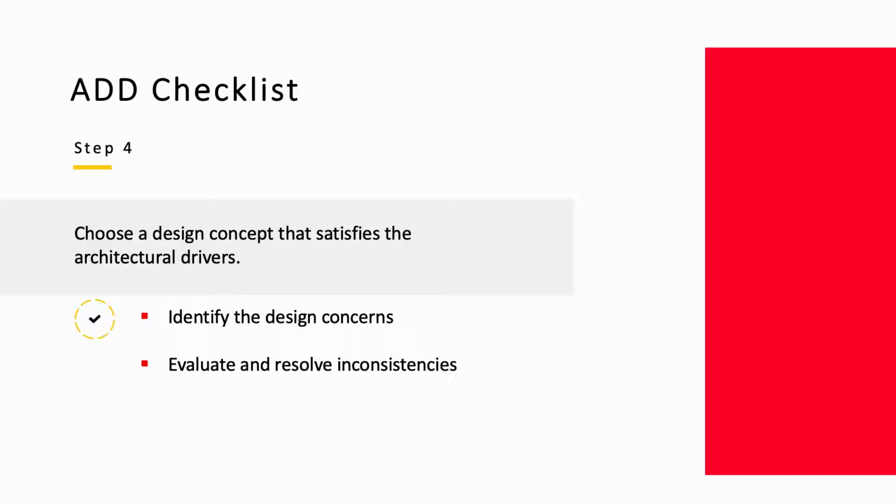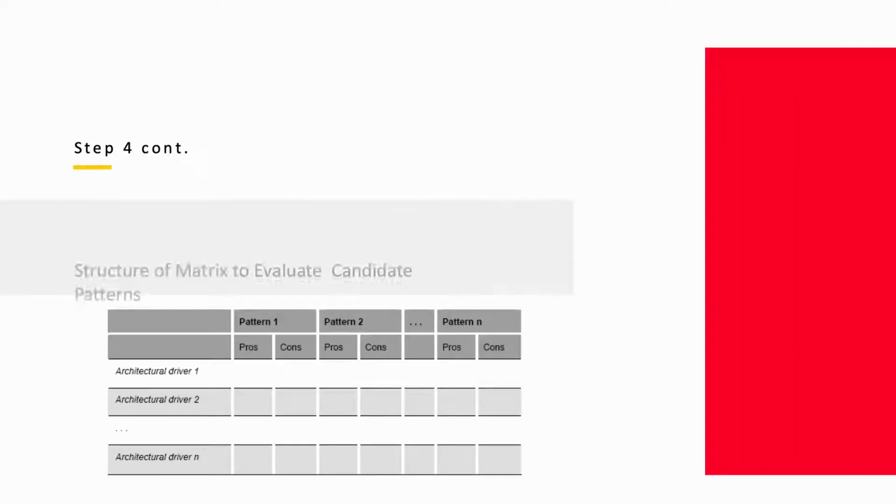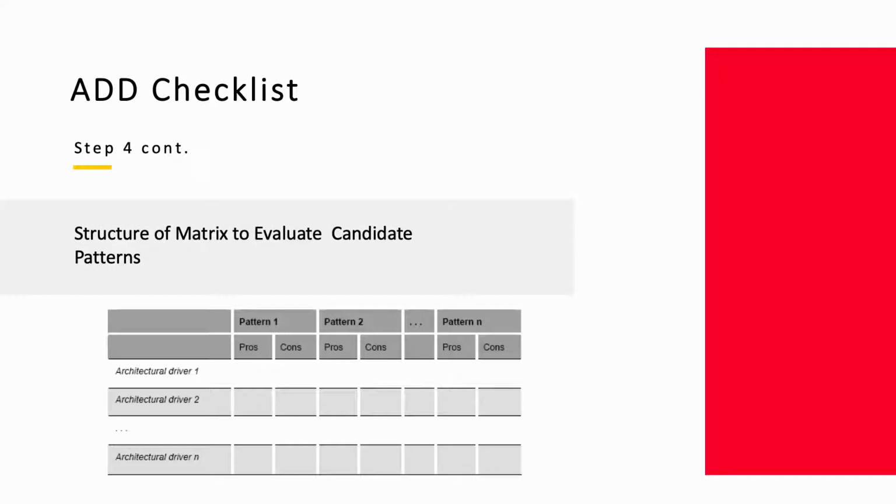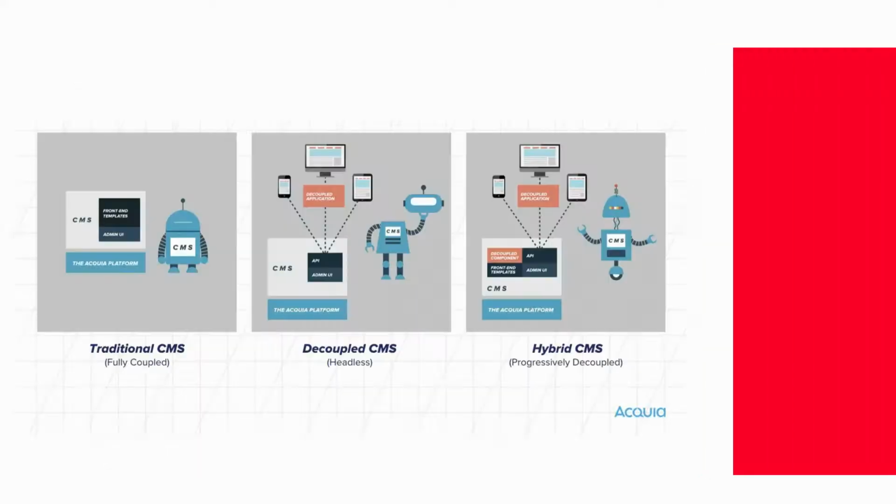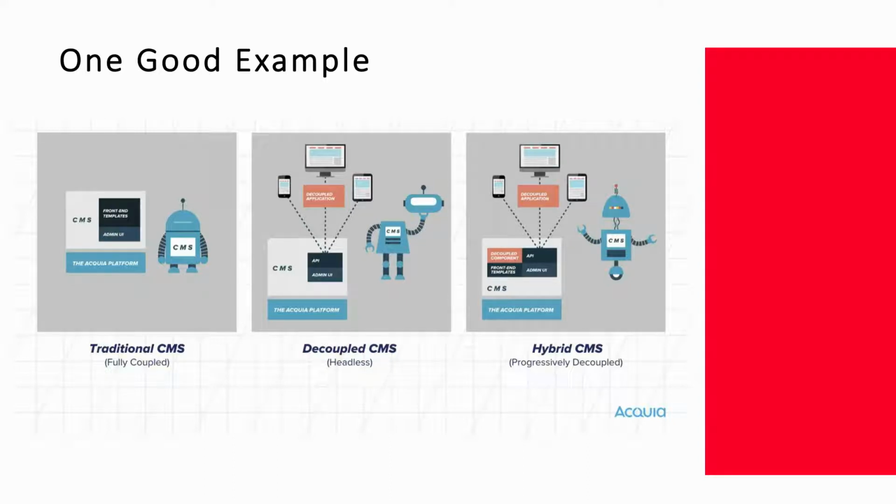At step 4, you choose a design concept that satisfies the architecture drivers, and here is where we're starting to get into the patterns that you're going to choose. I'll go to the next slide. You'll create this matrix where you have your architecture drivers, whatever you set for your system, and then you start thinking about the architecture patterns that you want to develop. This is a good example of 3 different patterns that you can bring into your development.